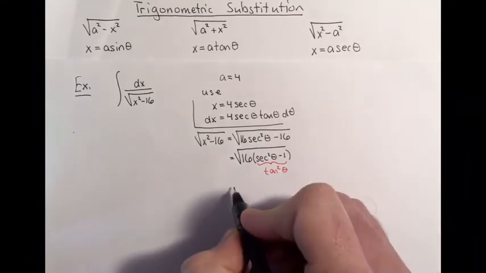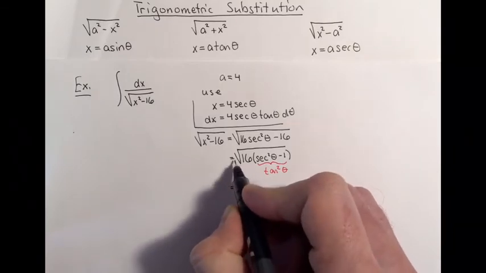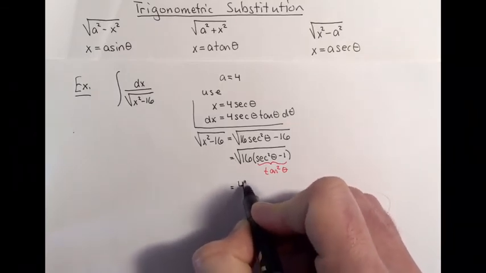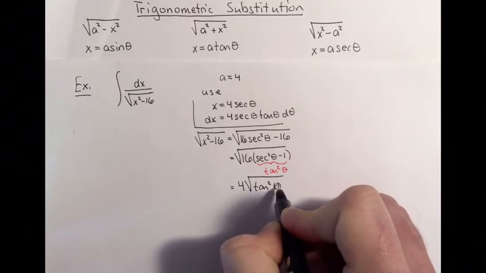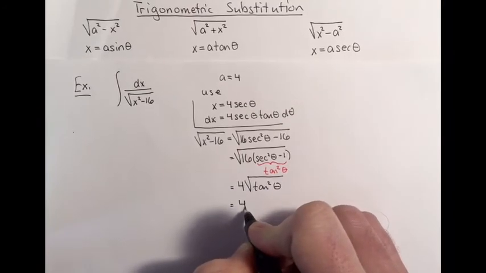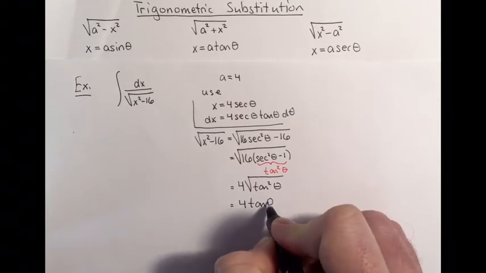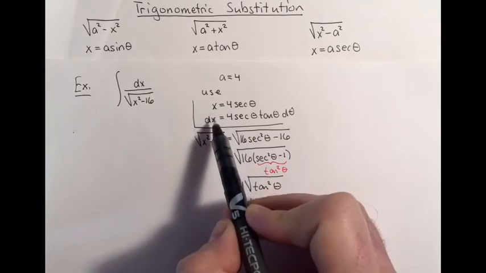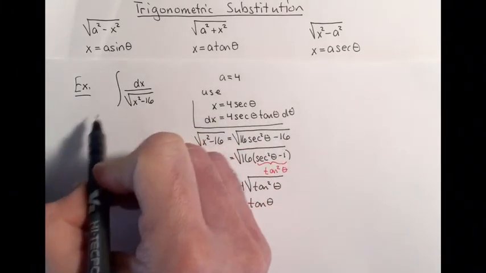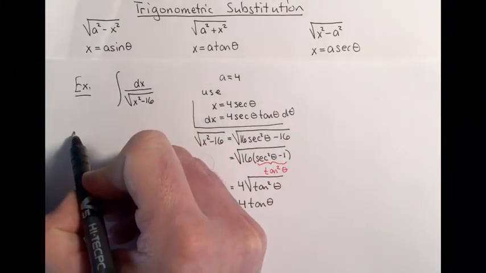And so really this radical is just going to become square root 16, which is going to be 4, and then we have the square root tan squared theta, which for us will leave us with 4 tan theta. Now, that's our radical, 4 tan theta. This is x, and this is our differential. So we're ready. We can go and plug everything back in.